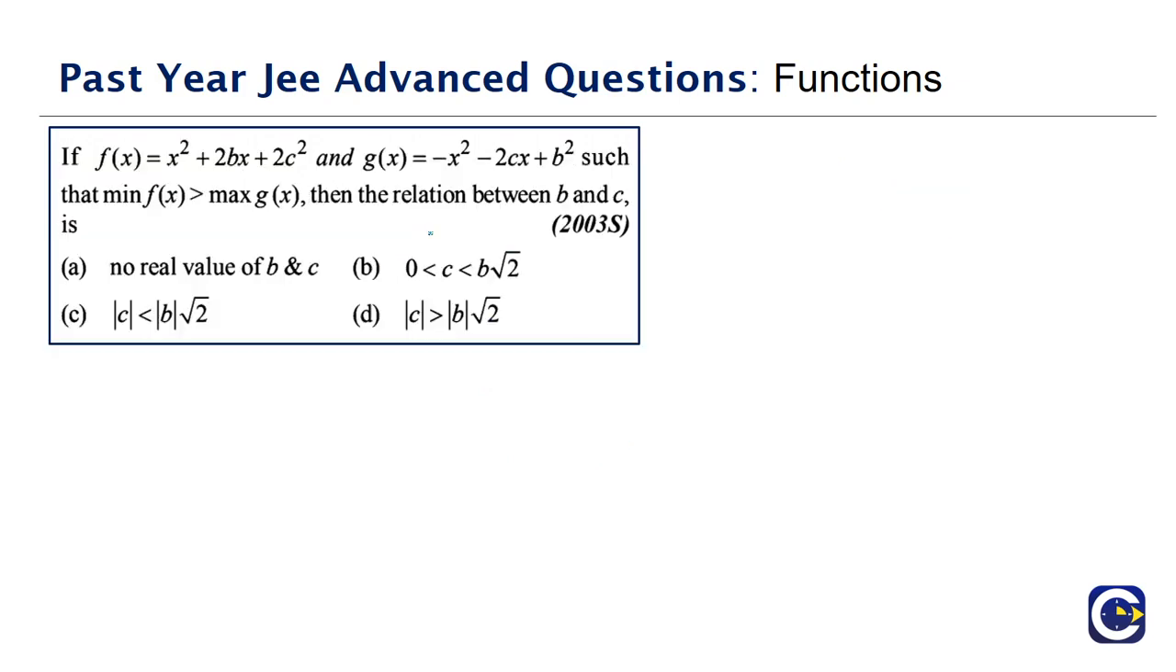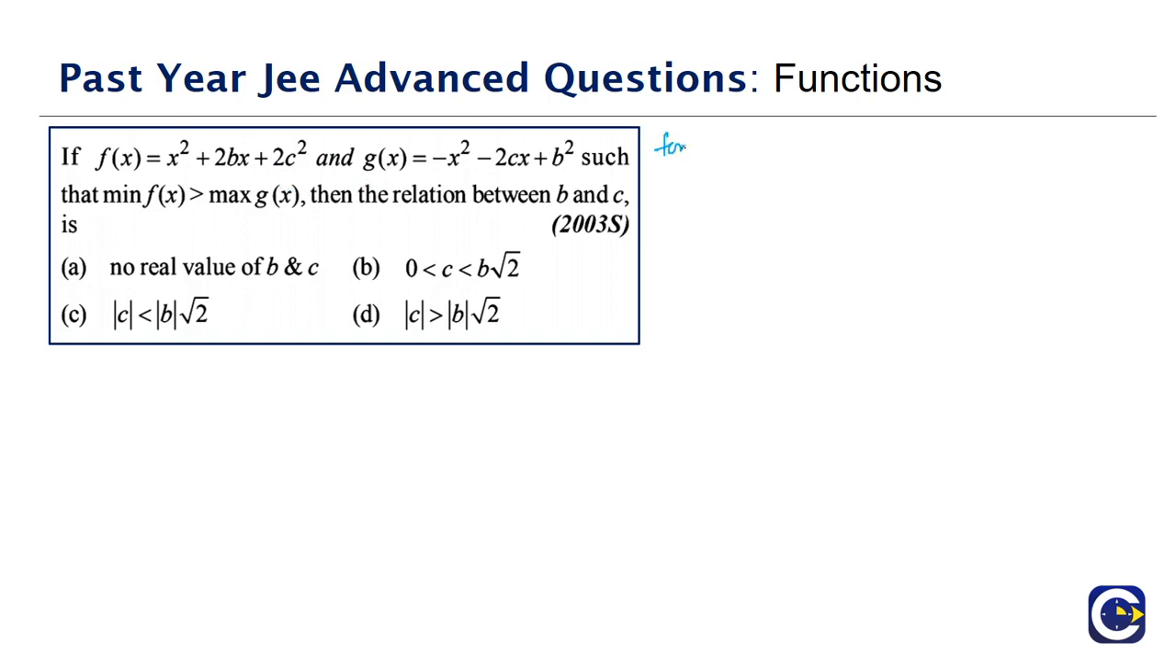Moving on to the next question. If f of x is equal to x square plus 2bx plus 2c square, g of x is equal to minus x square minus 2cx plus b square, such that minimum of f of x is greater than maximum of g of x, then the relation between b and c is.